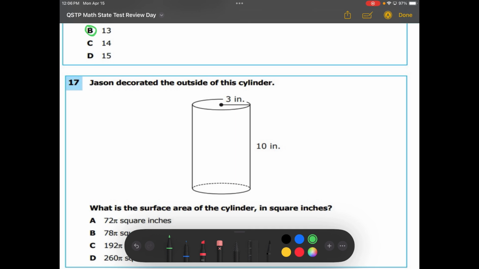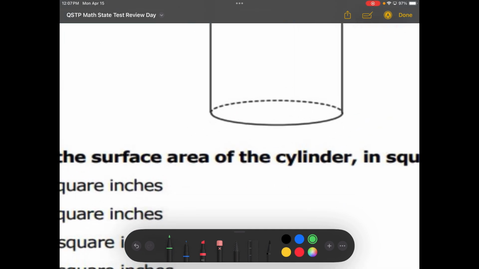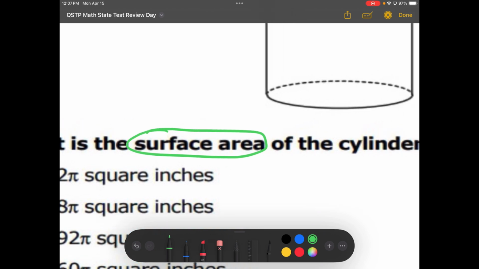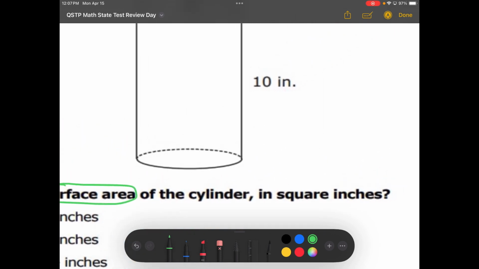Jason decorated the outside of this cylinder. What is the surface area of the cylinder in square inches? So when we did the assignment on this, the biggest issue across the board that I saw was not that y'all couldn't calculate it. It was that you kept using the wrong formula. Pay attention to what they're asking. What does it say? What is the what? So make sure you get the right formula.